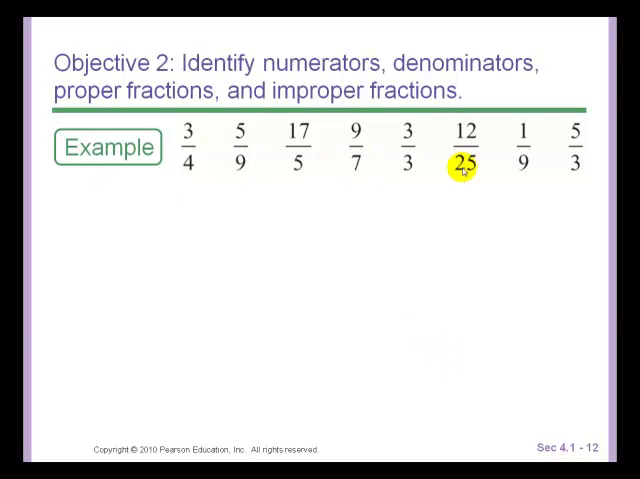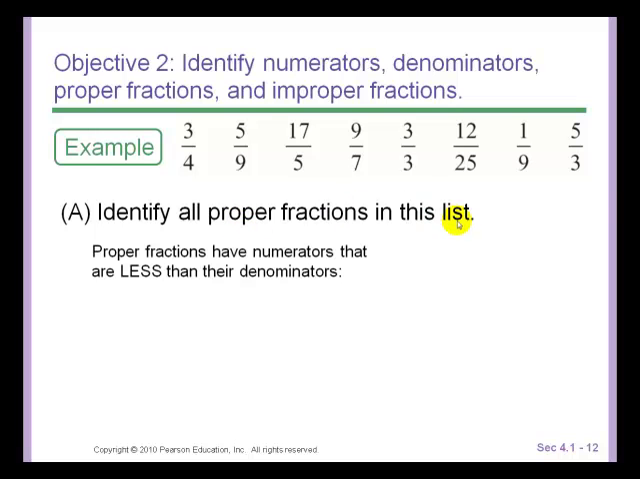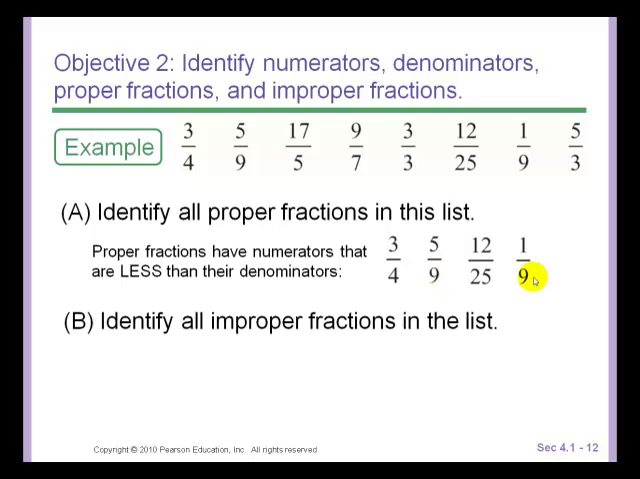Example. Here is a list of fractions. Let's first identify all the proper fractions in this list. Proper fractions have numerators that are less than their denominators. 3 is less than 4, so 3/4 is a proper fraction. 5 is less than 9, so 5/9 is a proper fraction. 12 is less than 25, so 12/25 is a proper fraction. 1 is less than 9, so 1/9 is a proper fraction. All of these represent values less than 1.